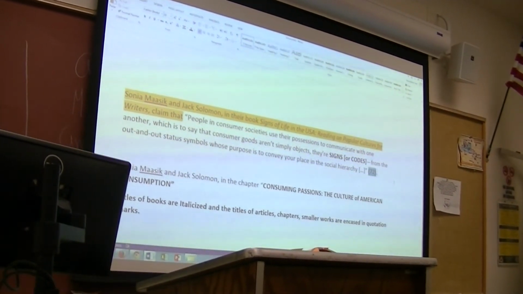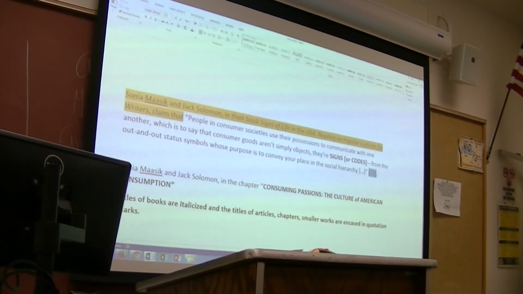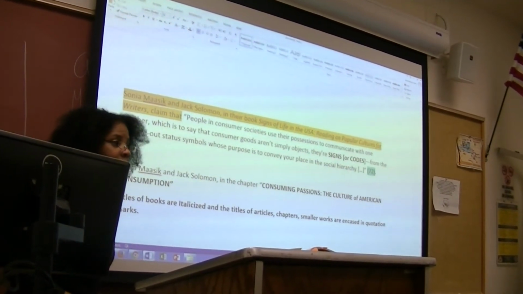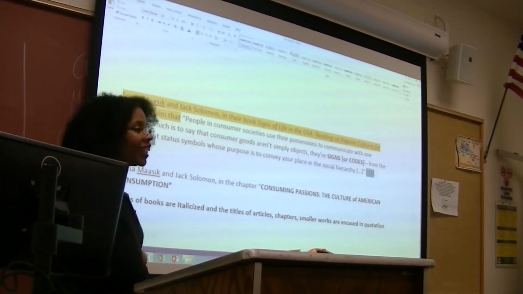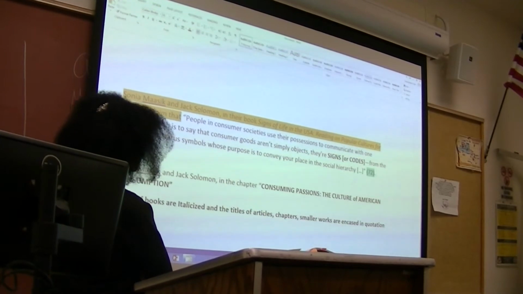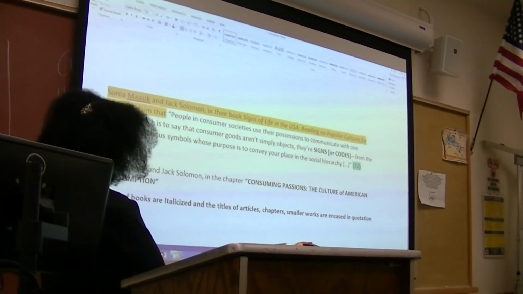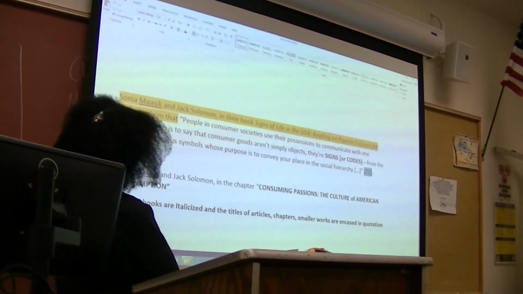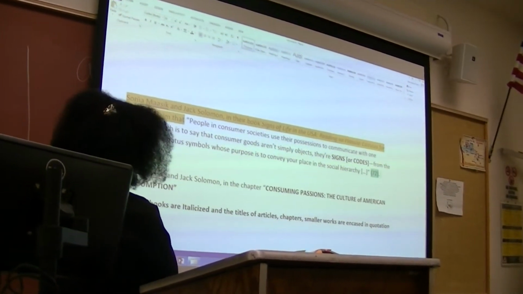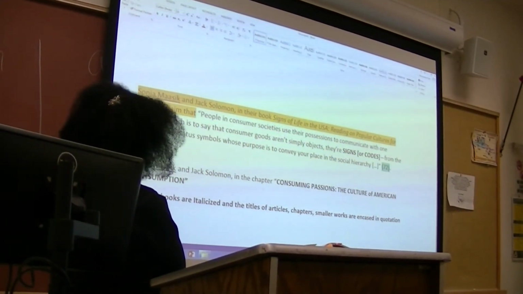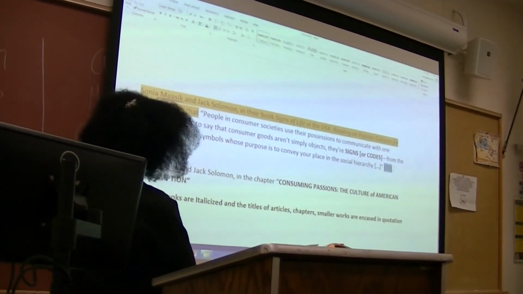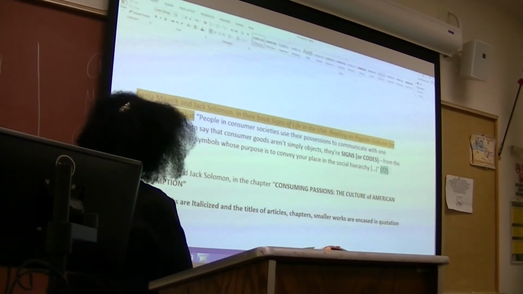Now we've got to do the next thing that a quotation needs, right? Because remember I gave you a quotation worksheet, right? So you need the unpacking. So why is this important? So people in consumer societies use their possessions to communicate with one another, which is to say, right, consumer goods aren't simply objects. They're signs or codes from out-and-out status symbols whose purpose is to convey your place in a hierarchical society, right?